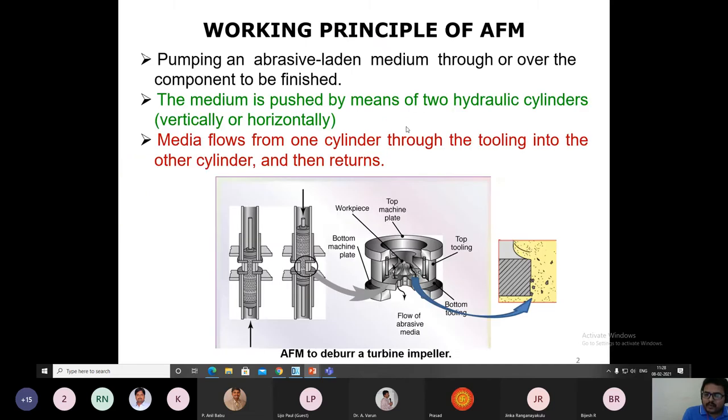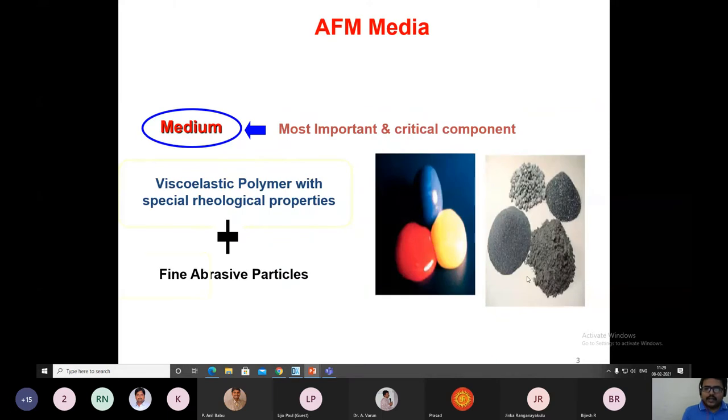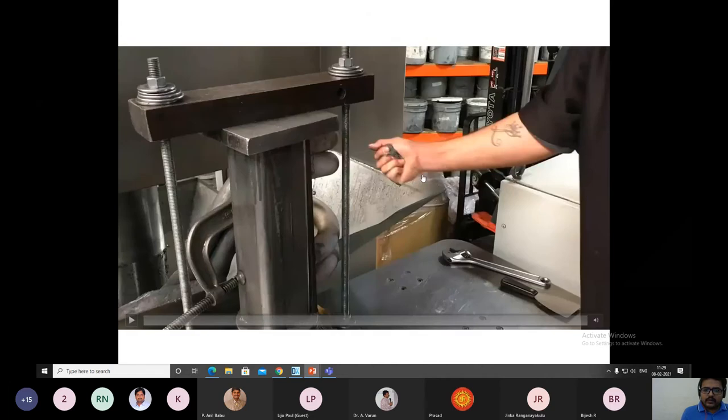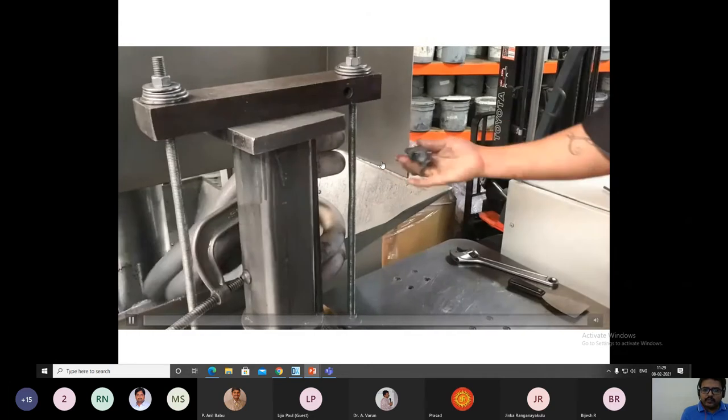In a similar manner, we are pumping that mixture with some extrusion, and we are getting some abrasion and finishing. So this is a technique, simply. And in order to clear this medium, I would like to show how the medium looks.